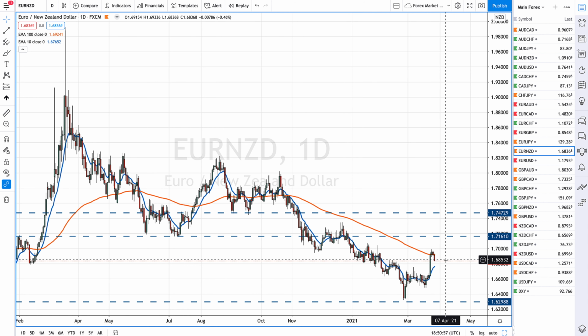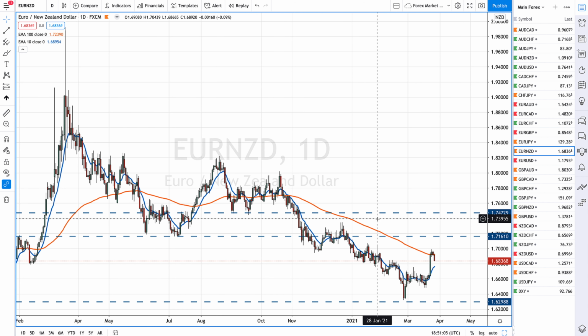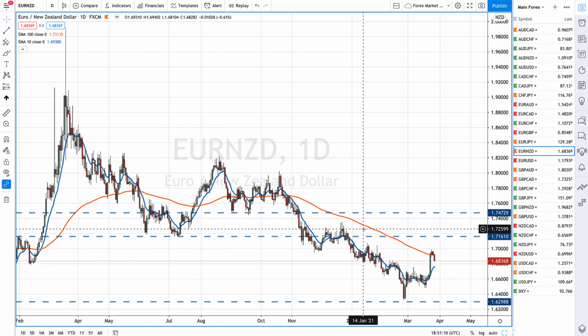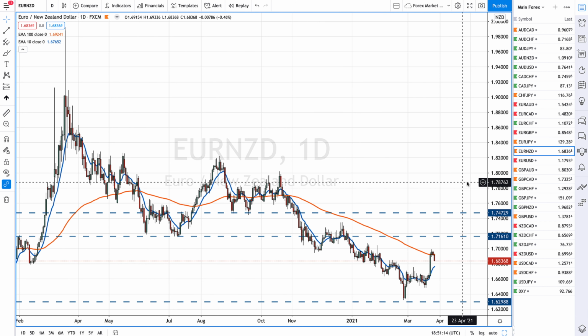So again, we are neutral on this, but we do believe that selling highs is the way to go here, rather than perhaps looking to buy the dips, because the fundamentals are neutral. The technical picture is a little bit more bearish, so we'll keep an eye on that.